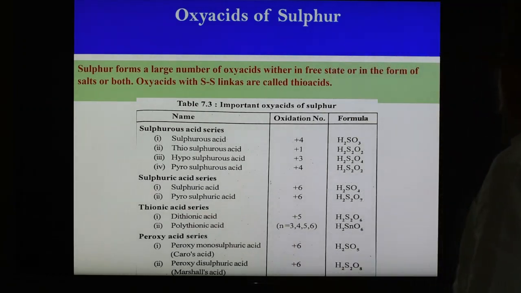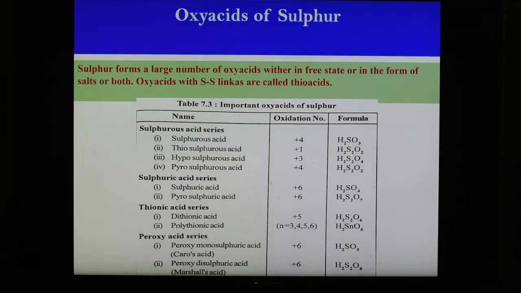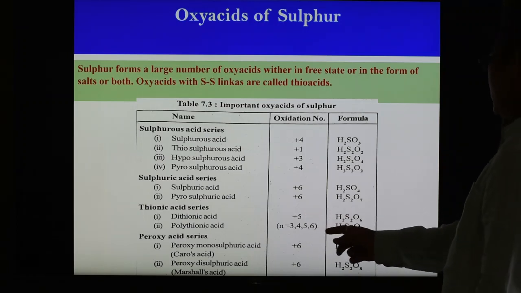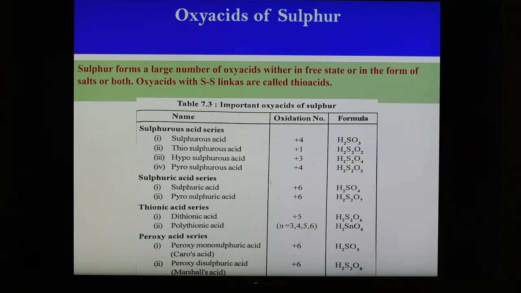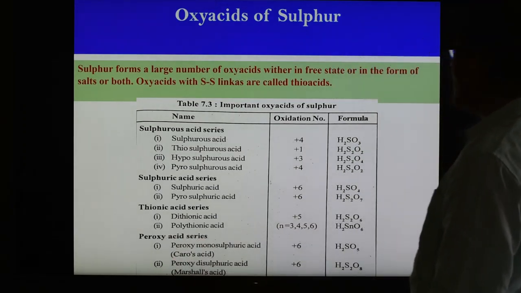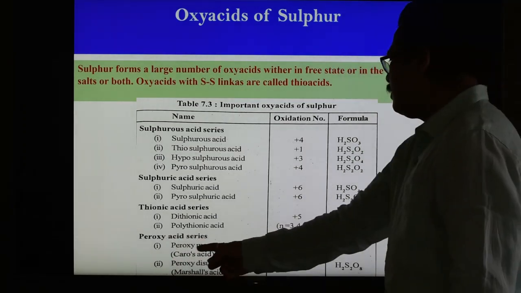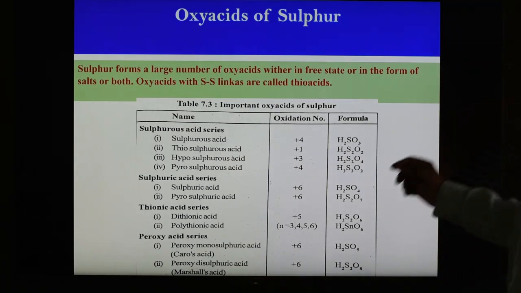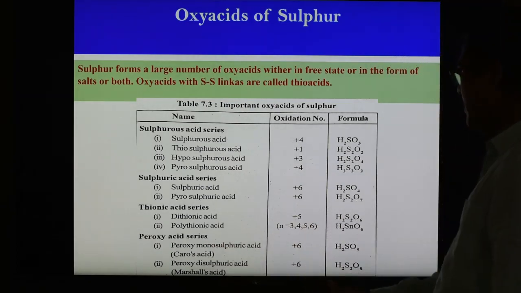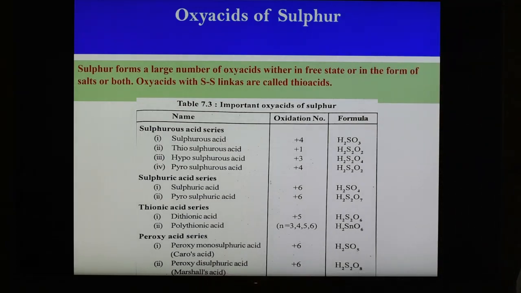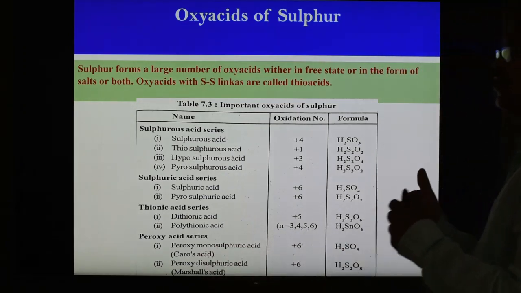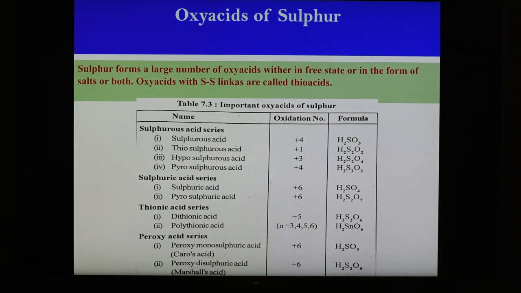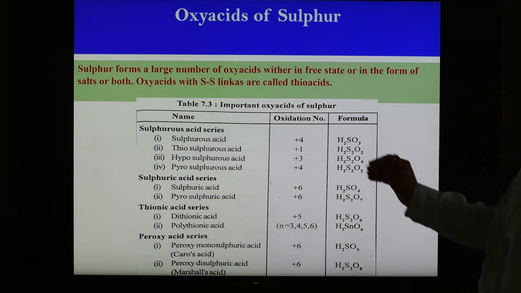Thionic acids are also there, dithionic acid and polythionic acid, with oxidation state +5, and here maybe 3, 4, 5, 6 sulfur atoms, and these are the formulas. An important group here is the peroxy acid series. Two important compounds are there. One is peroxymonosulfuric acid, also known as Caro's acid, and the second is peroxydisulfuric acid, also known as Marshall's acid. We are going to see the preparation of Caro's acid and Marshall's acid and their structures, which is the important part in this case. So this is the table which shows different oxyacids of sulfur.